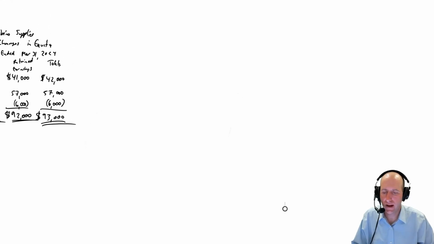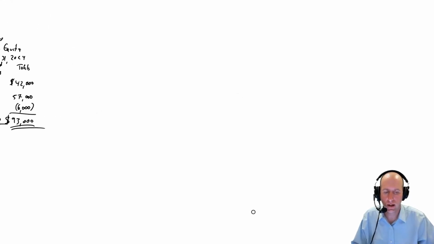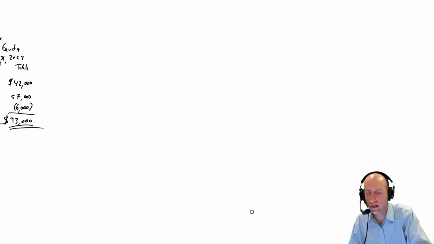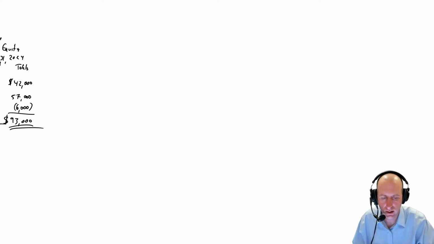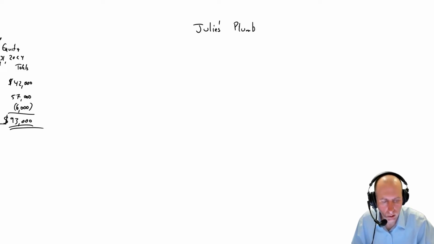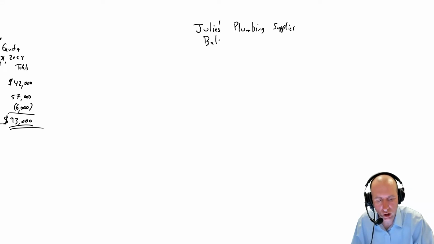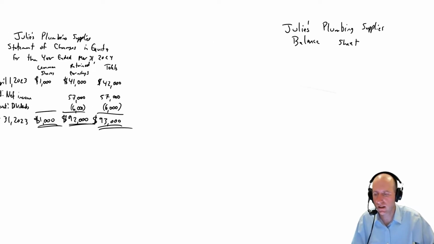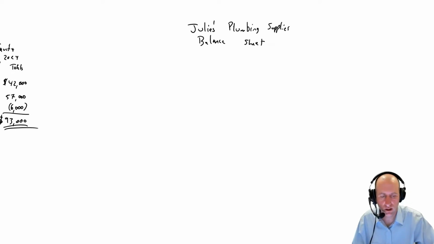As always with a balance sheet or any statement, it's going to be a three-liner. I've left wider room for my balance sheet, so I'm going to leave more width. We've got Julie's Plumbing Supplies. We are preparing a balance sheet. And balance sheets just get dated, and the date here is March 31st, 2024.